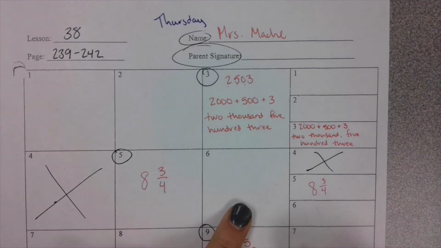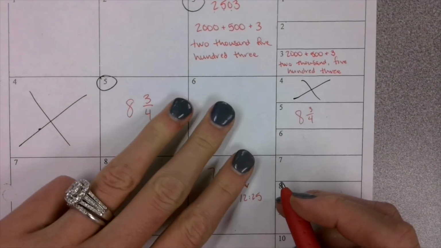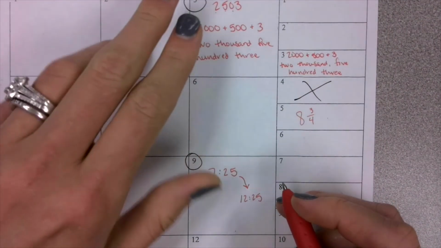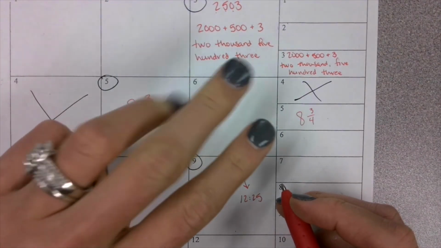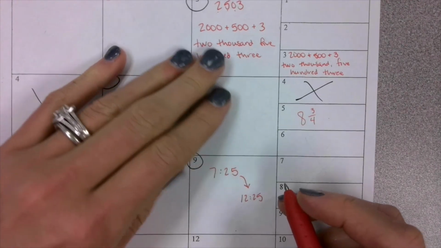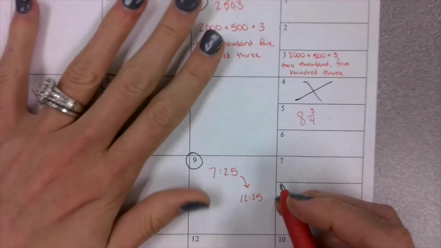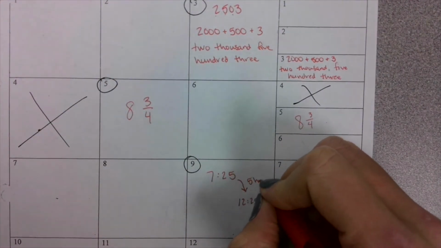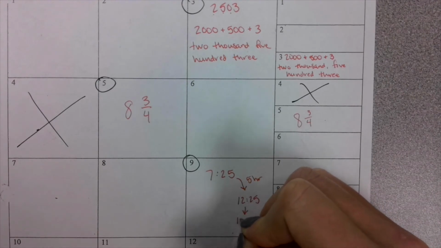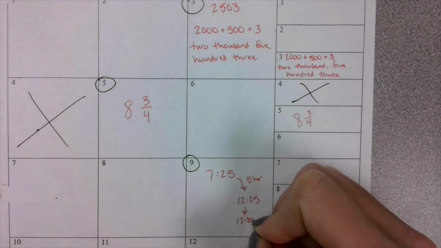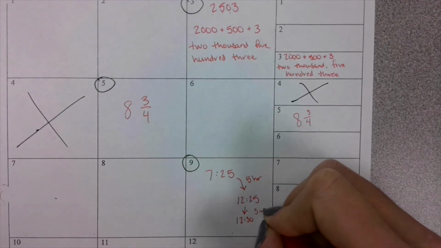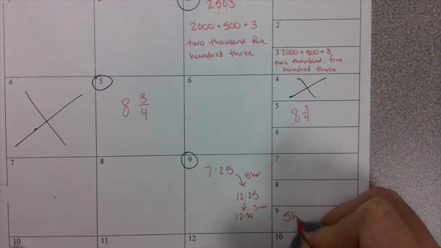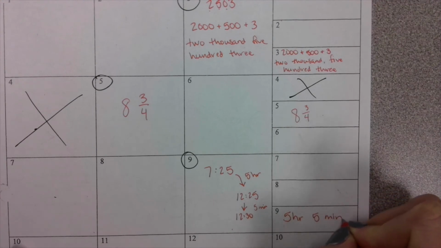7:25, 8:25, 9:25, 10:25, 11:25, 12:25. So that would be 5 hours. And then how long is it from 12:25 to 12:30? Well, 25 to 30, that's 5 minutes. So we get 5 hours and 5 minutes.